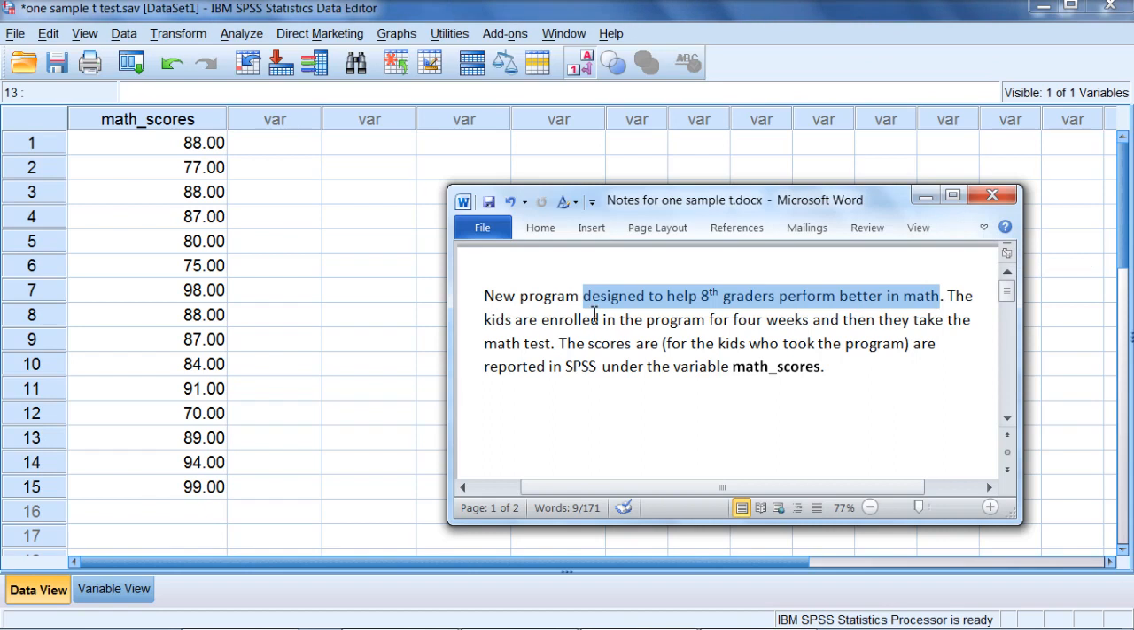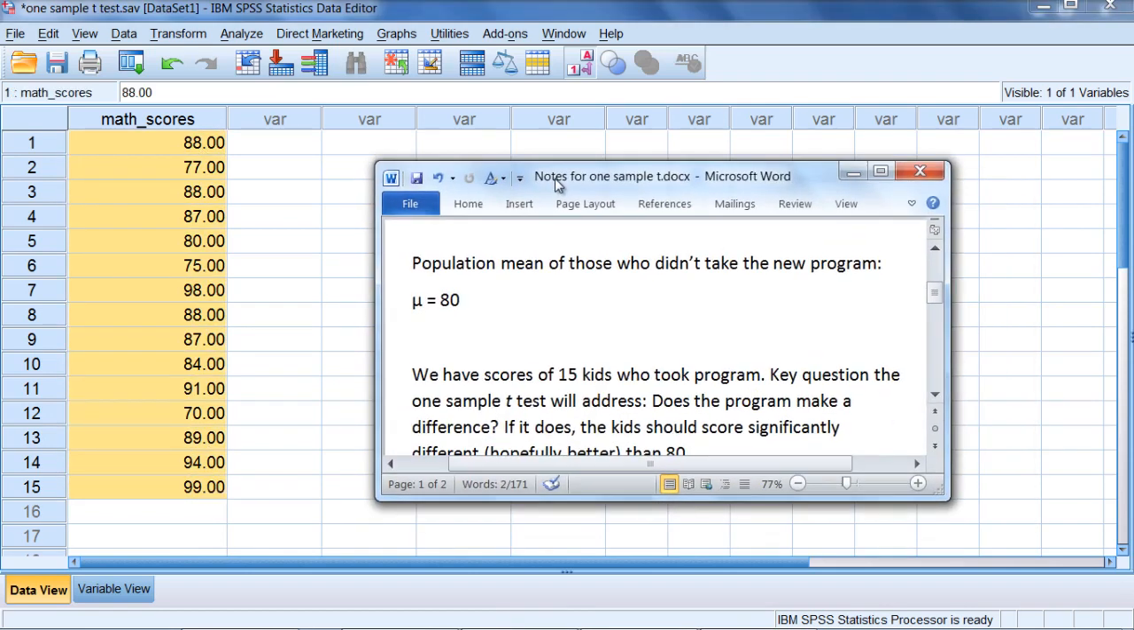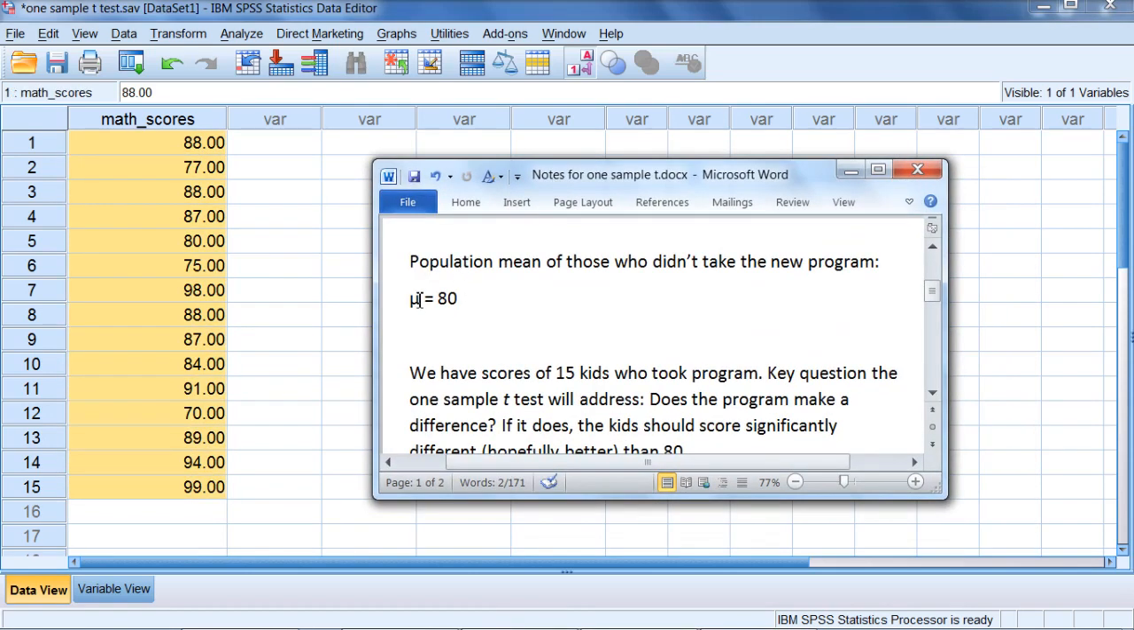The kids that were enrolled in the program took it for 4 weeks, and afterwards they took the math test. The scores for the kids who took the program are reported here, as I said earlier. Now, the population mean of those who didn't take the program is 80. And we have the 15 kids who took the program.